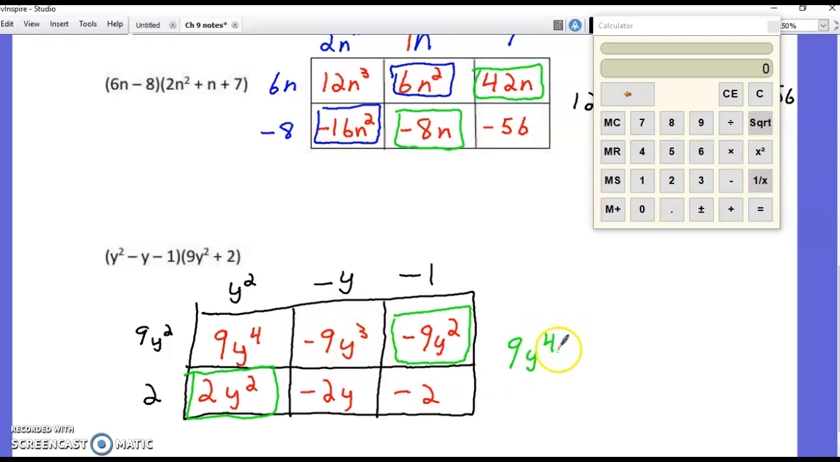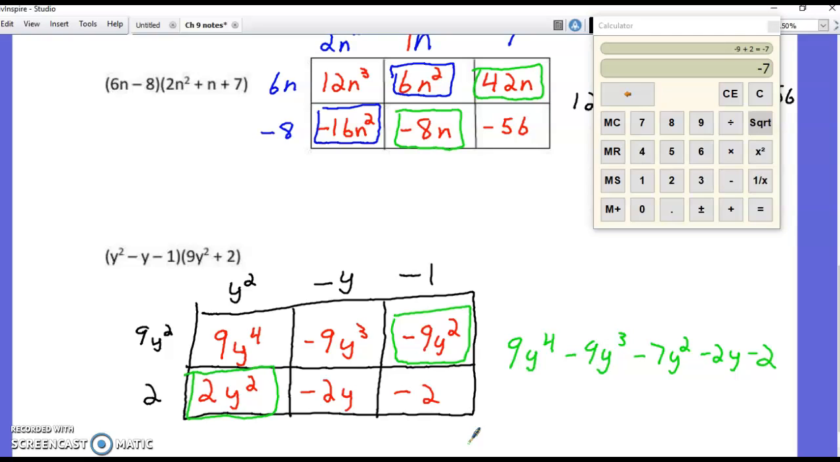Then I go to my y to the 3rd, so it'll be negative 9y to the 3rd. Now I can add these two, negative 9 plus 2, that gives me negative 7, so negative 7y squared. Then I'm just going to put these two in there, negative 2y and a negative 2. So that would be my final answer.